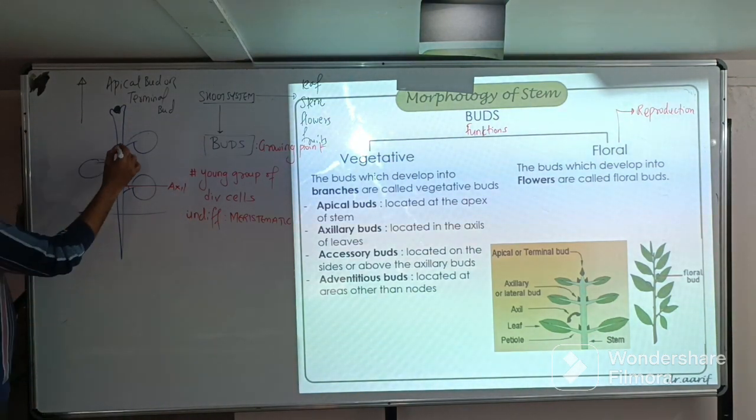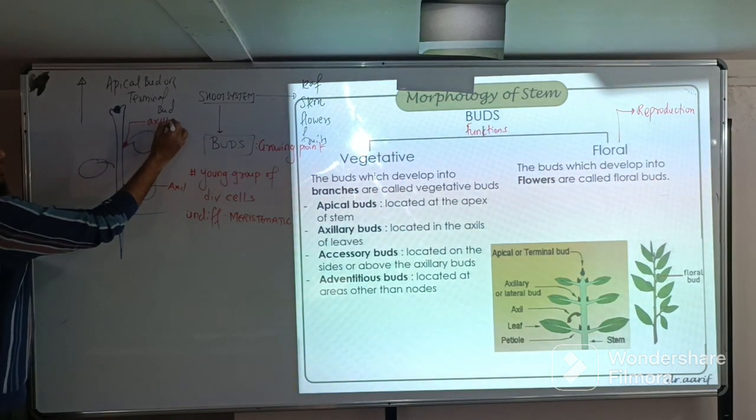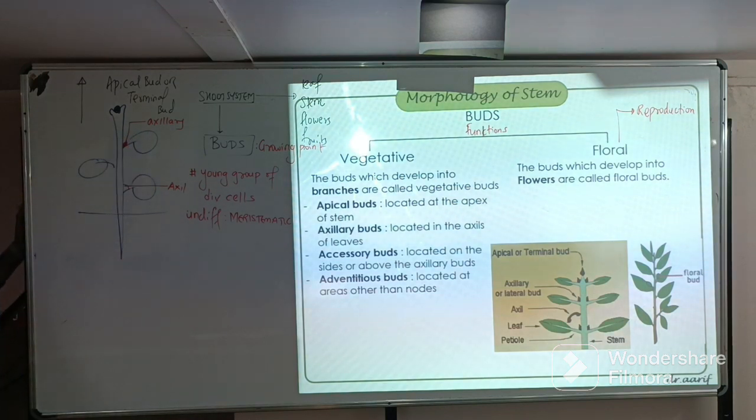Yes. Now, when the bud is in the axil, what is the bud called? Axillary bud. So when the bud is in the axil, it is called as an axillary bud. Did my class follow? Okay, everybody. So what's an axillary bud? The one which is there in the axil.